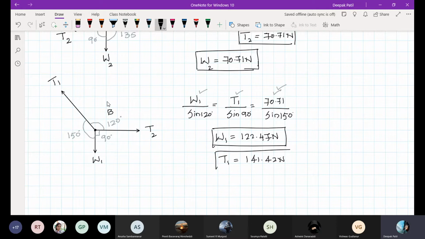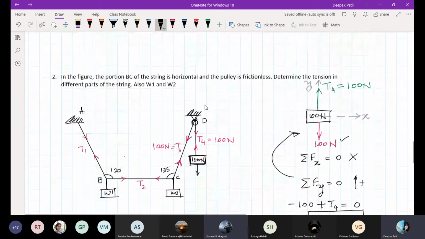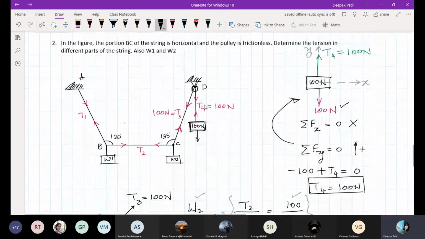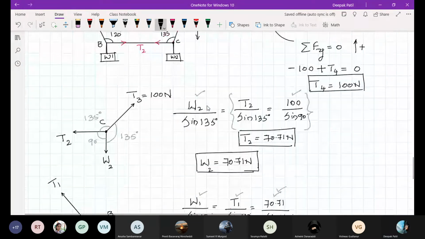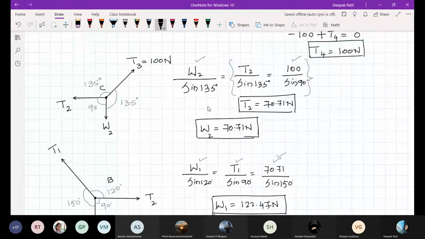Are you clear, students? Are you clear with this new numerical example? Any doubts you have? Any doubts, students?